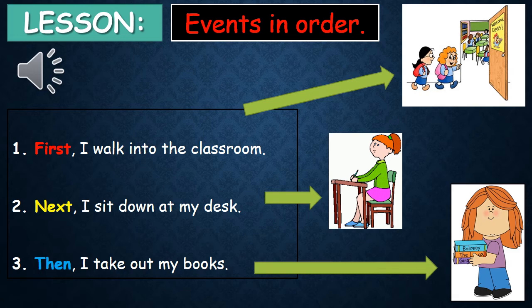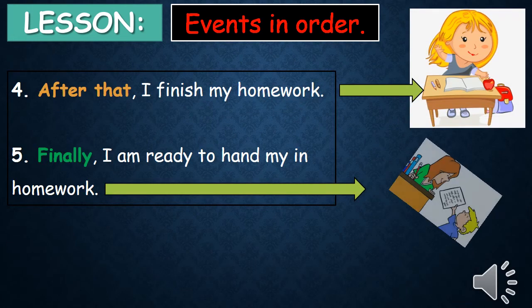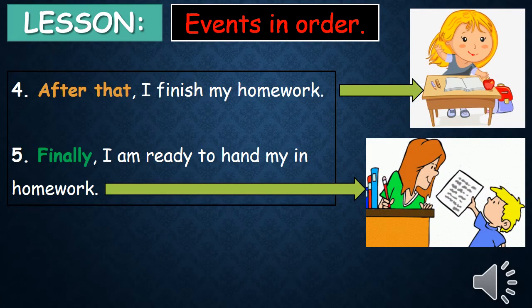So the first thing that happened is we went into the classroom. The next thing that happened, we sat down. Then the third thing that happened was we take out our books. Let's look at the next slide, number 4 and 5. Let's look at number 4. After that, I finish my homework. Number 5, finally, I am ready to hand in my homework.